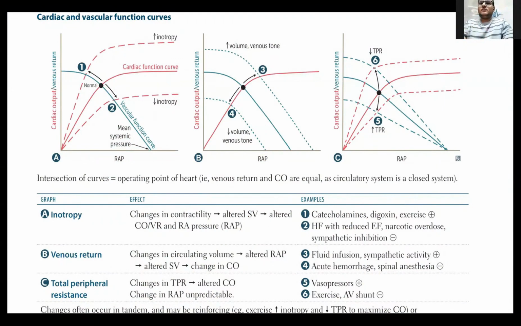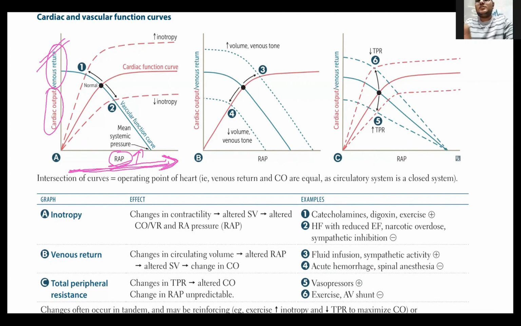We have discussed the Starling mechanism, and now we will discuss the cardiac and vascular function curves. I discussed that whenever there is increased right atrial pressure, what will be the effects on cardiac output and venous return? First, we discuss the venous return. When the right atrial pressure is increased, this is the increasing trend on the x-axis, from this to this.